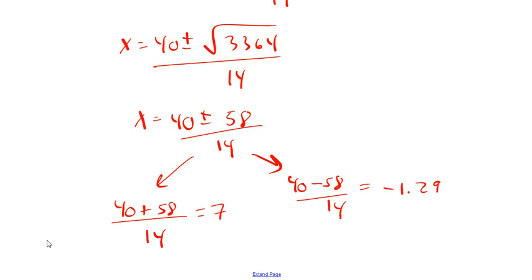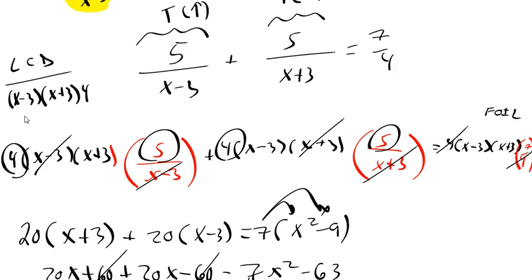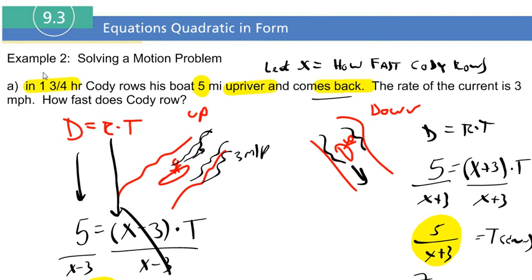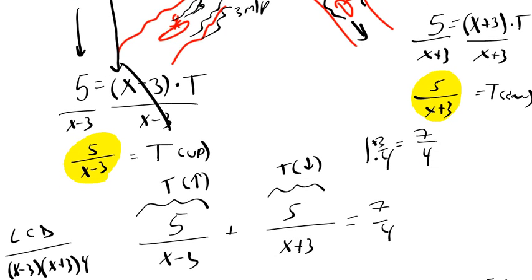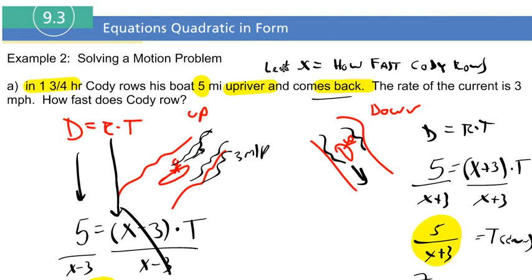Okay, so if you go back and look at the problem now that we found two answers, let's just go back and read the problem. Since it was a real-life problem, we have to give a real-life answer now, not just a numerical value. So coming all the way back up here, it says, how fast does Cody row? Well, we come all the way down. Remember how we said x stands for how fast Cody rows.